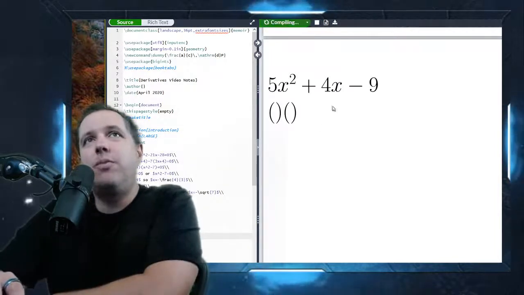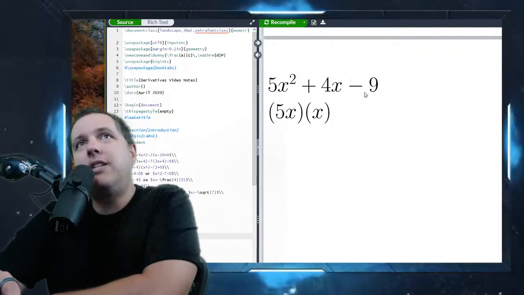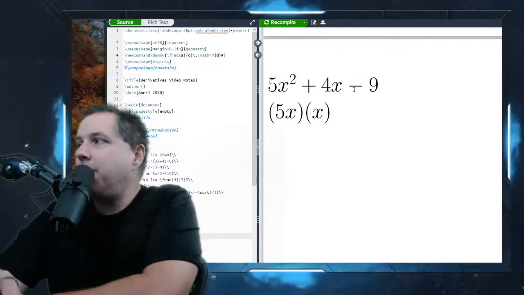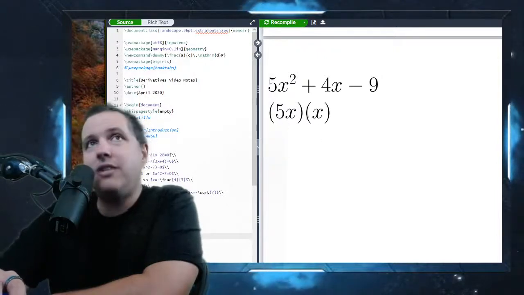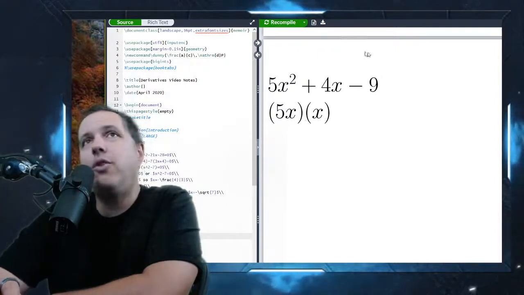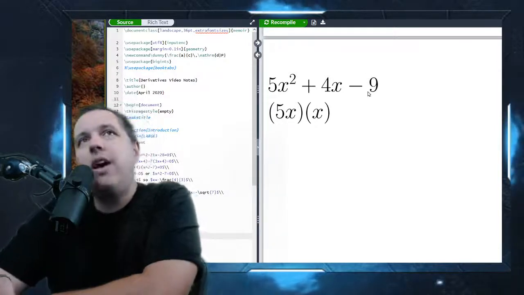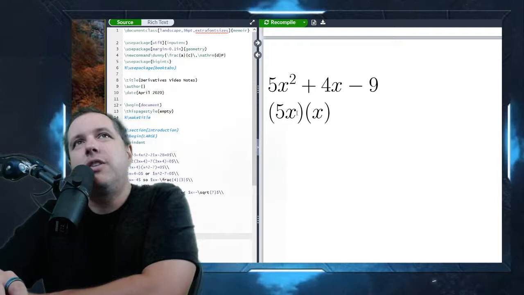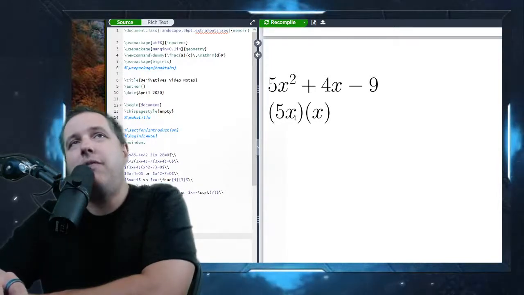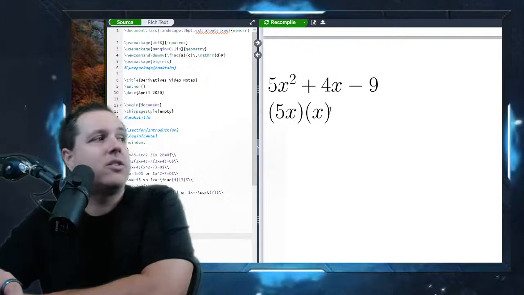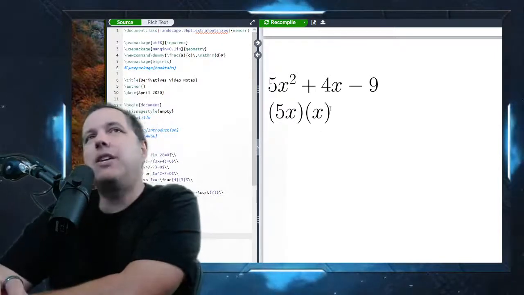Now, this one's a little complicated because since this is a negative, that means that my signs in my factored form, there's going to be a plus and a minus, right? Because that's the only way when we do the L part of the FOIL that we get a negative number, is when the signs are different. So I have to be careful because I don't know if the plus goes after the 5x or if the plus goes after the x. We don't know that yet. That makes it a little trickier.